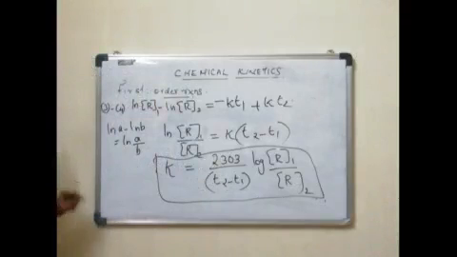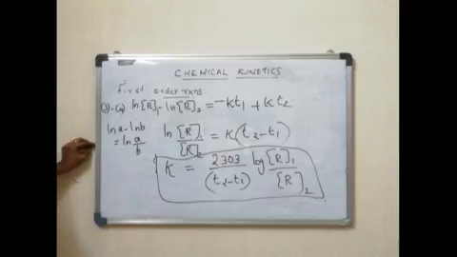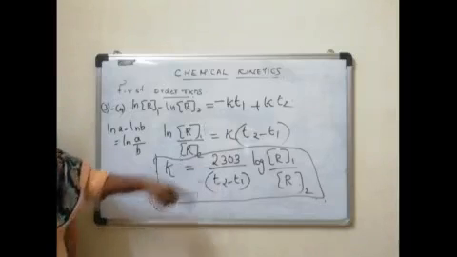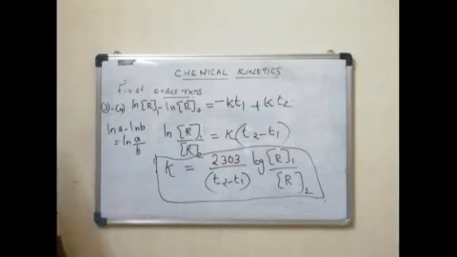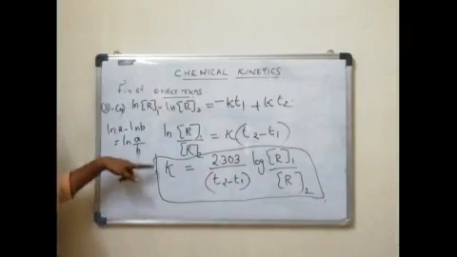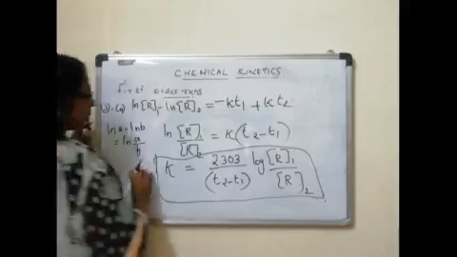K is equal to 2.303 by T2 minus T1 into log R1 by R2. And from the first equation we have seen, we have written initially, an equation like this, ln R. I think so far it is clear, it's very important.